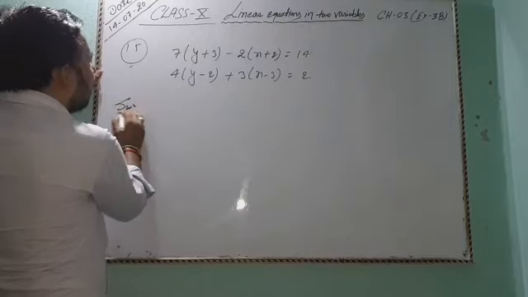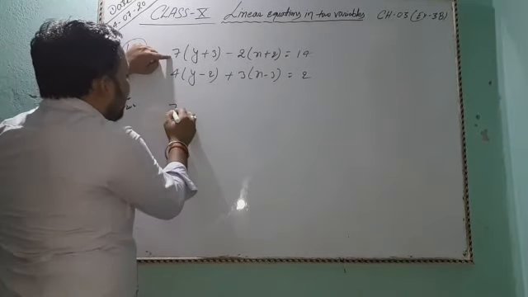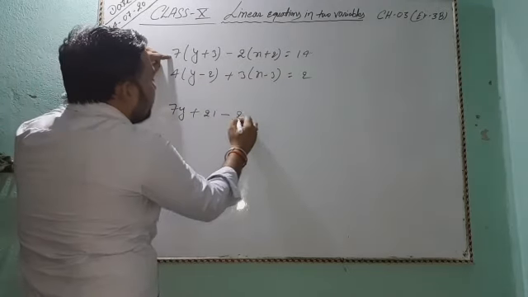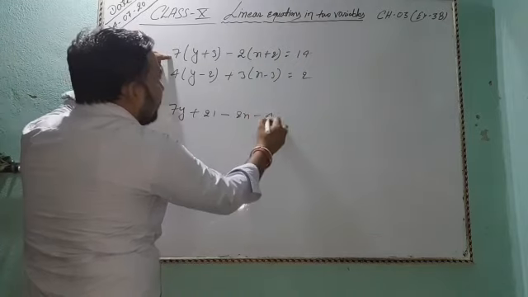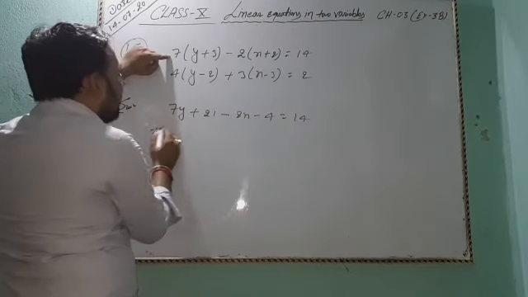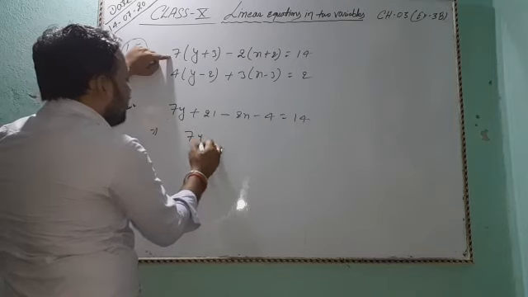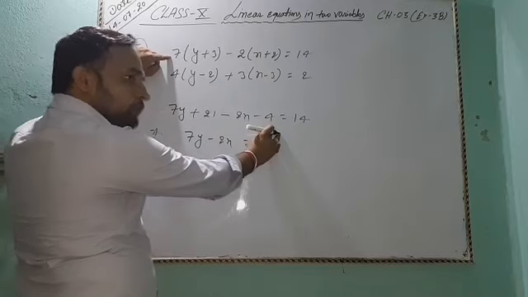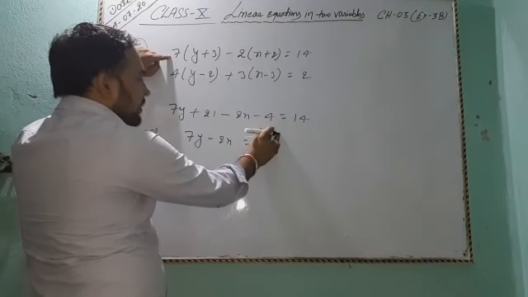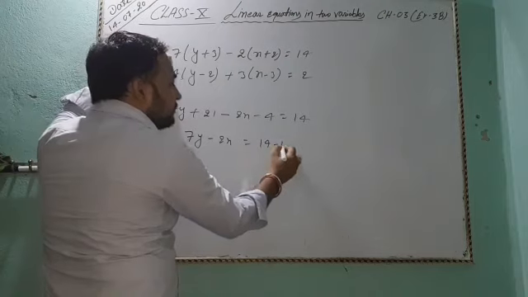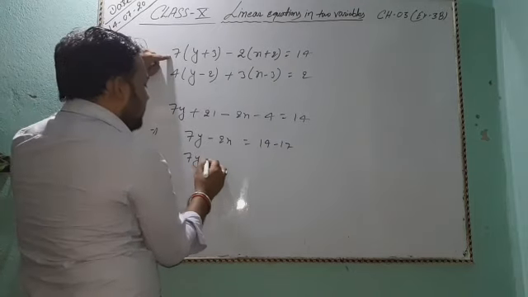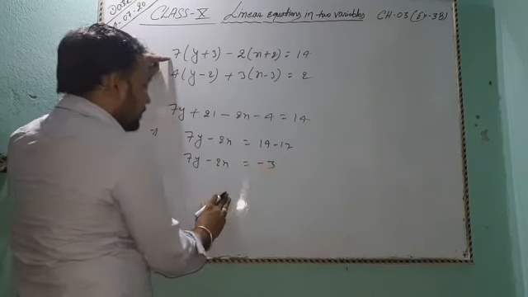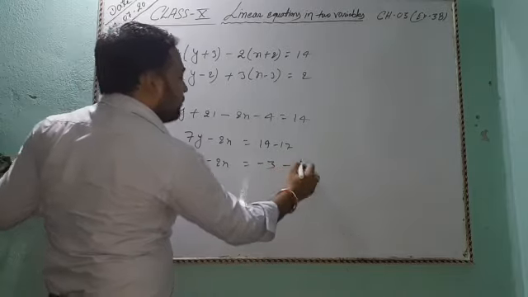let's start the solution. First of all, 7 into y, 7y, and 7 threes are 21, minus 2x and 2 twos are 4, minus 4 equal to 14. So 7y minus 2x equal to 21 minus 4 equal to 17. Then 14 minus 17. So 7y minus 2x equal to minus 3. Okay, this is equation first.